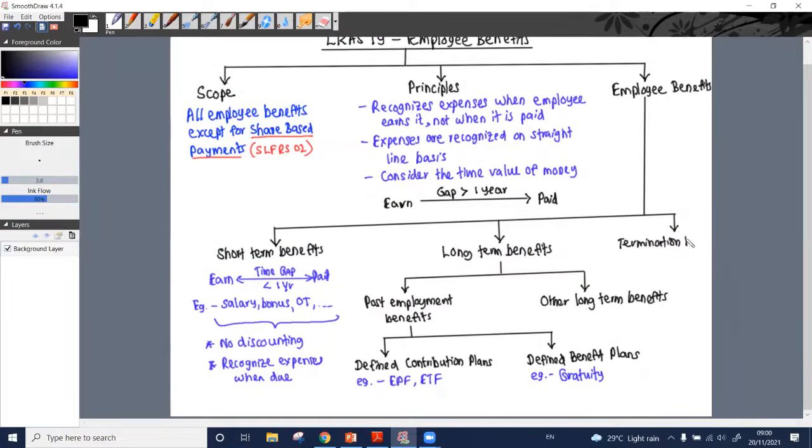Termination benefits, right? What is the difference between post-employment and termination? Post-employment termination benefits. What is the difference between post-employment and termination? Post-employment agreement.